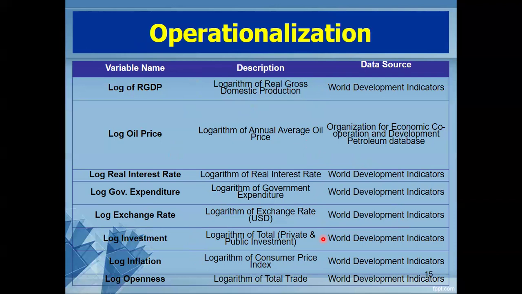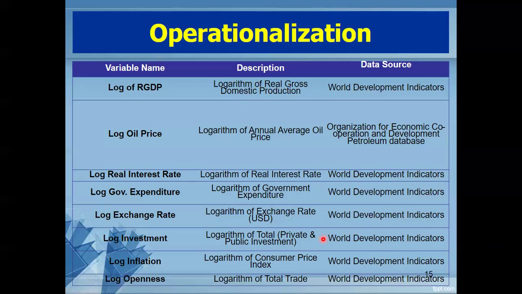So therefore, the best way to create this operationalization is, again, you can refer to the literature. You can find some good research papers and study how they have compiled their operationalization, how they have used their dimensions, indicators, and the measurement scales. So it is very important to indicate this operationalization.